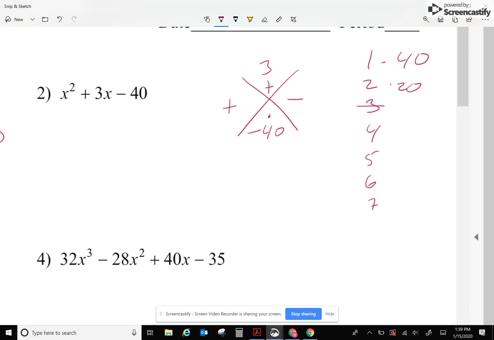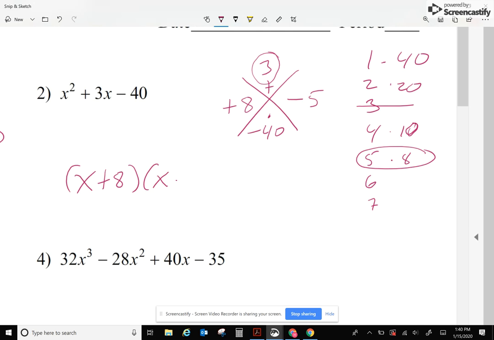All right, 40 divided by 3, that gives me a decimal. 40 divided by 4, that gives me 10. When I subtract them, is not 3. 40 divided by 5 is 8. When I subtract them, it is 3. So that's what I'm looking at. I'm looking at positive 8, negative 5. In this case, I want the bigger number to be positive because they add up to positive 3. So my answer here will be x plus 8, x minus 5.